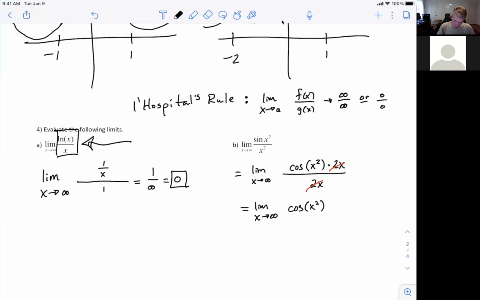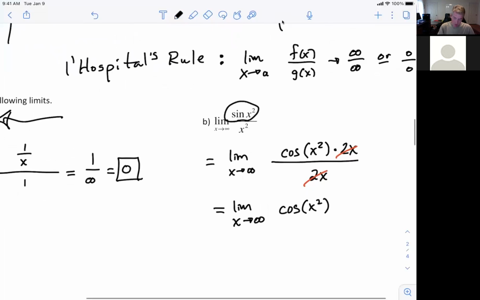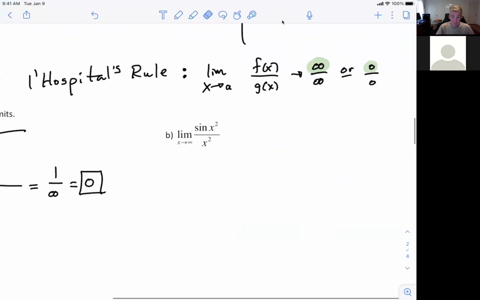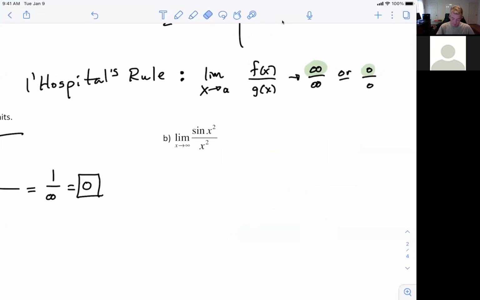Well, at the beginning, on the top, it's the sine function. And the very biggest the sine function gets is a 1. So that means that it's not going to infinity, and it's not equal to 0. So that means that I cannot be using L'Hopital's rule on part B. So I need to find another way to do it.